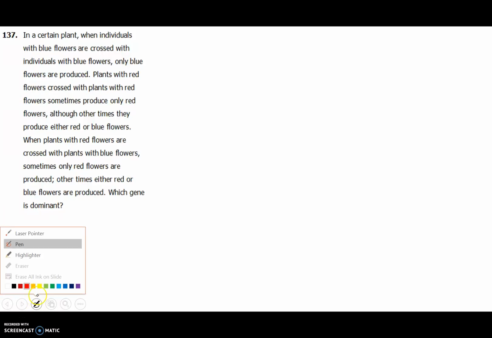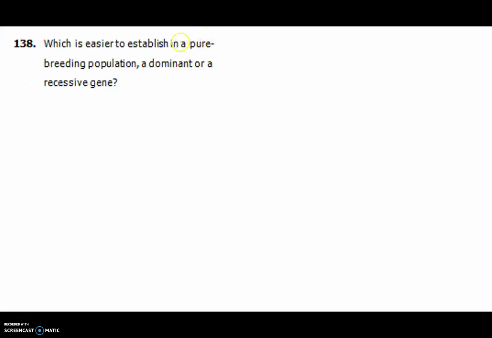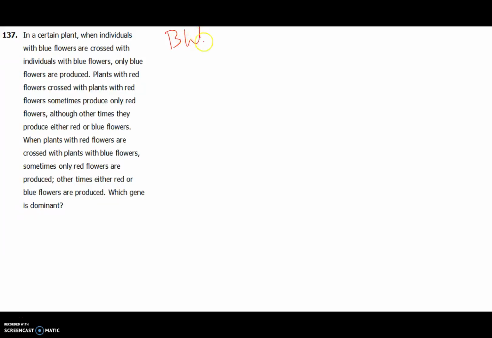Okay, so here we're reading a problem about a plant where, when individuals with blue flowers are crossed with individuals with blue flowers, only blue flowers are produced. So a blue is crossed with blue, and only blue are made. Now plants with red flowers are crossed with plants with red flowers. And this says that sometimes they produce only red.